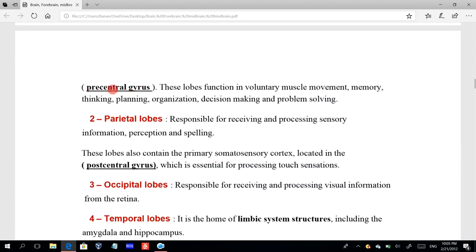So this precentral gyrus is the motor cortex. These lobes function in voluntary muscle movement, and also in memory. They play a role in memory. Thinking, planning, organization, decision making, and problem solving, or any dilemma or problem that needs solutions, are handled by the frontal lobes, or the frontal cortex.